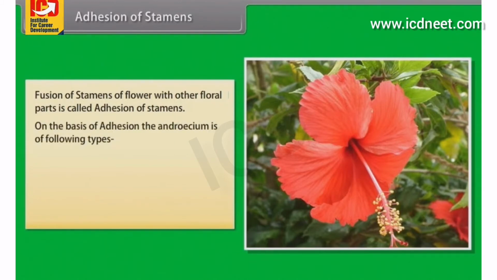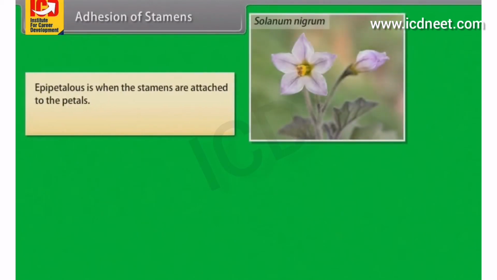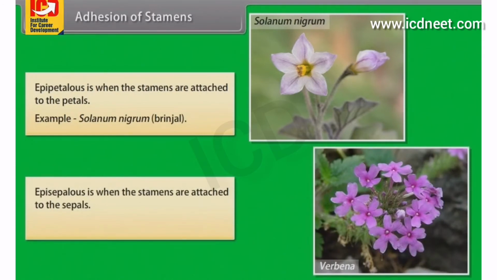On the basis of adhesion, the Androecium is of following types: epipetalous, episepalous, epiphyllous, gynandrous. Epipetalous is when the stamens are attached to the petals. Example, Solanum nigrum, brinjal. Episepalous is when the stamens are attached to the sepals. Example, verbena.